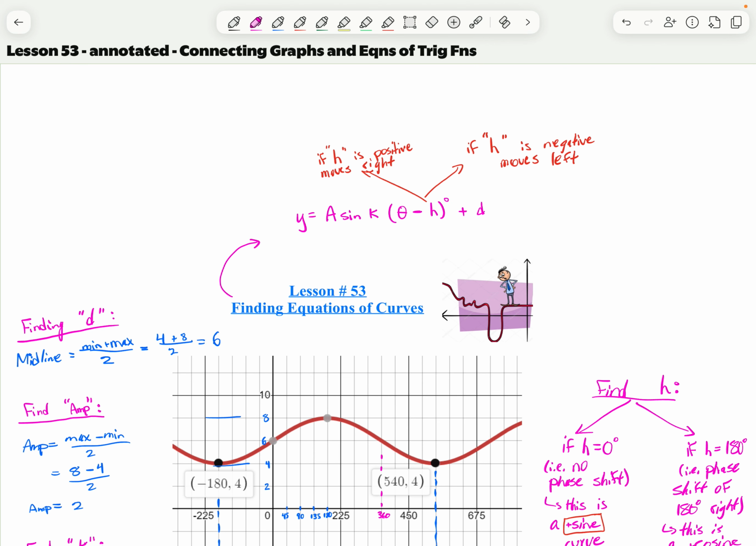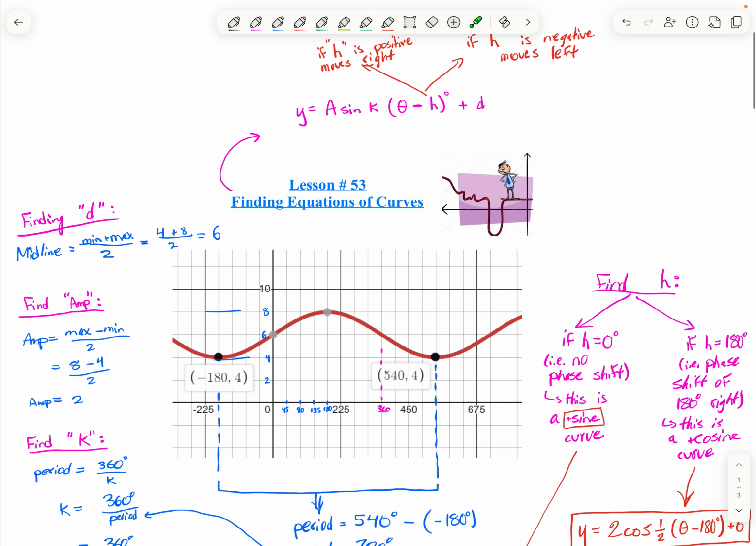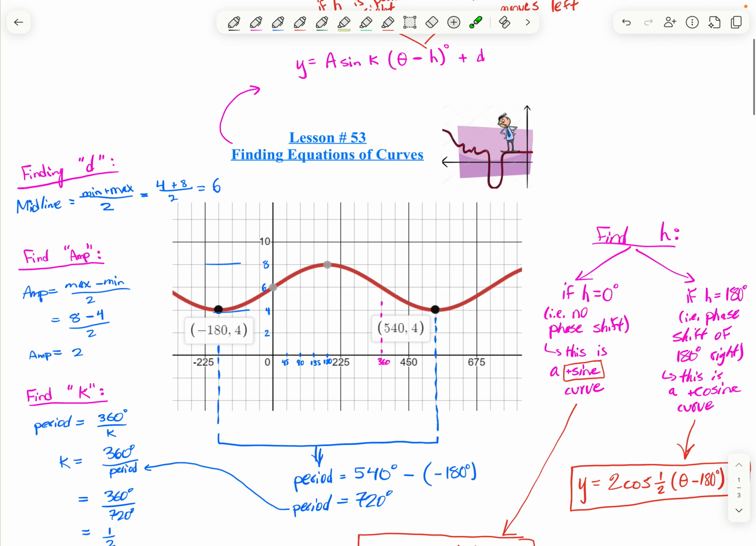In today's lesson, we're going to look at one of the most important skills in this unit, which is taking a graph of a sinusoidal function and writing an equation for it. So instead of being given an equation and drawing the graph, we're actually going backwards. We're looking at the curve first, and then from the graph, we're trying to figure out the equation.